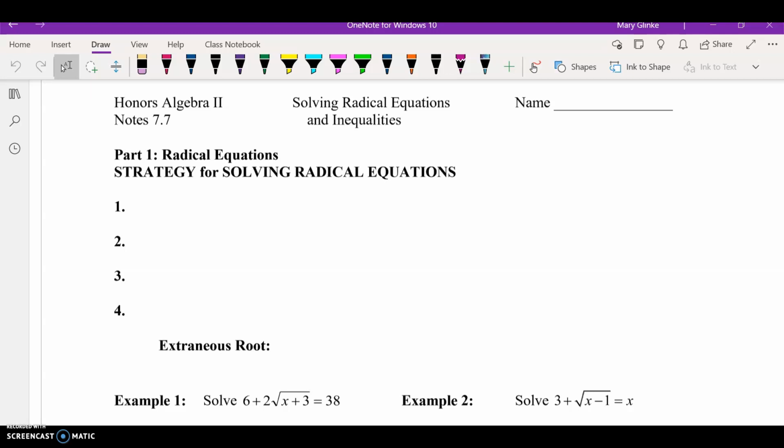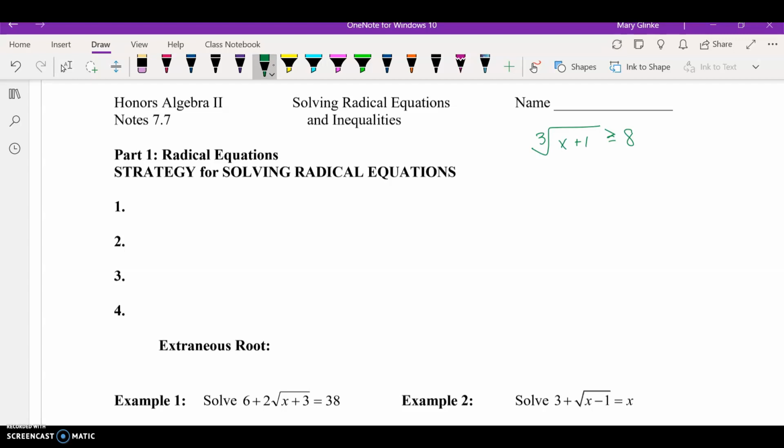Hello. Today we're going to be solving radical equations and inequalities. So the goal is by the end of the day you're able to solve something that has x's and looks like this, or even something that has a cube root or fourth root, those types of equations and inequalities.